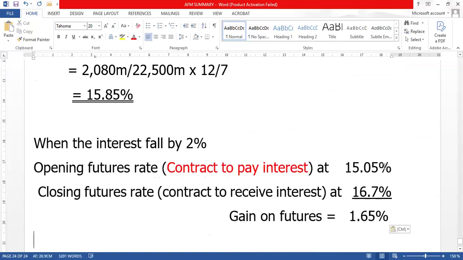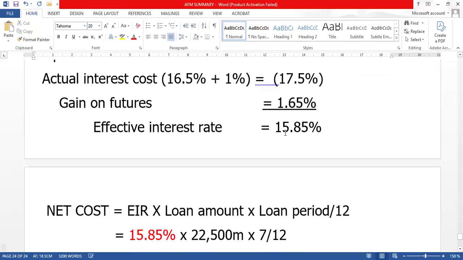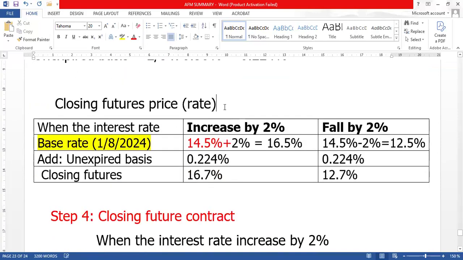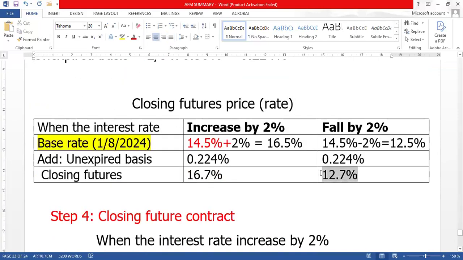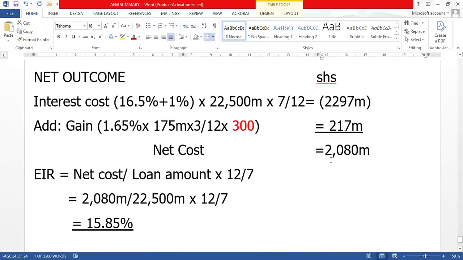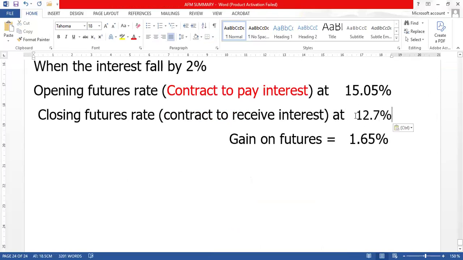Here, the opening futures will remain the same, but the closing is different. What is the closing? From the computation, we had the closing futures at 12.7. Yes, 12.7. The difference is what?